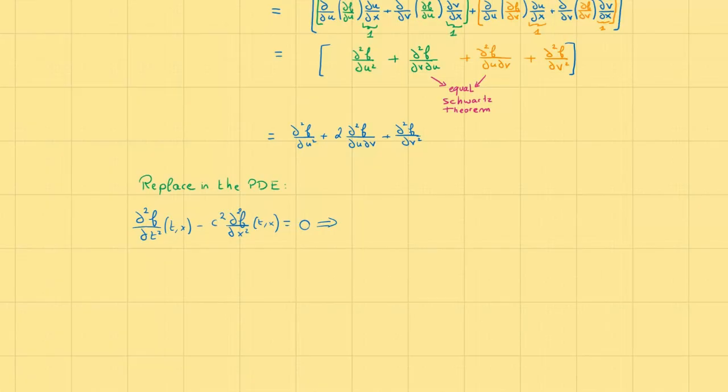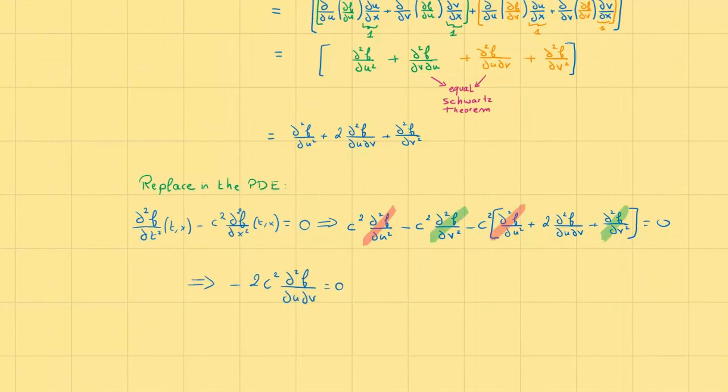We get d2f over dt squared minus c2 d2f over dx squared equals this whole expression. Now we can do some simplifications by cancelling some terms, which will lead to minus 2c2 d2f over du dv equals 0. But let me remind you of something. We did this in the first exercise. The second derivative of a function with respect to u and v equals 0. This will lead to a function f that is equal to a function in the first variable plus a function in the second variable. So that's how we can conclude that our function f of uv is equal to a function in u plus a function in v.